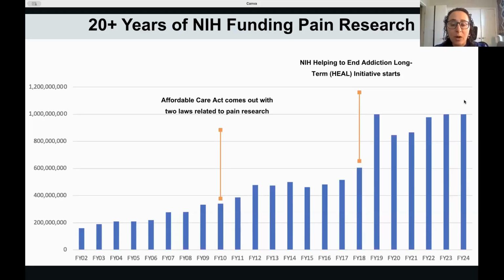And so what you'll see between 2010 and 2018 is a slow increase in funding, which was really starting to address those gaps that became more apparent. And then in 2018, you'll see another time point where there's a big jump in funding. And that's when Congress gave NIH funds for the Helping to End Addiction Long-Term Initiative.